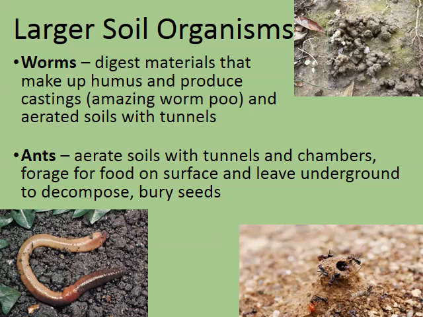Worms are absolutely amazing. They digest basically the nutrients in the soil and they poop it out. If you look here in the upper right hand corner, this is worm poop. We call it castings. And what worms also do is they aerate the soil with their tunnels, and that provides space for water and for air to travel to get to the roots. Ants are the same thing. They aerate their soils with tunnels and chambers. And what they also do is they take food from the surface and leave it underground, and it can either decompose or seeds end up growing from being buried by these ants.